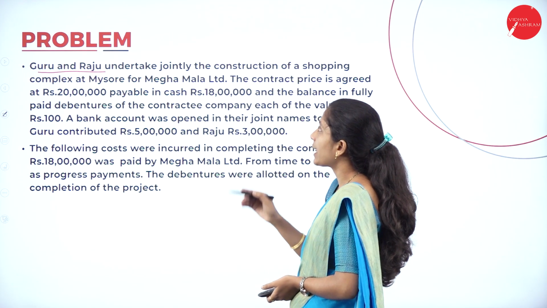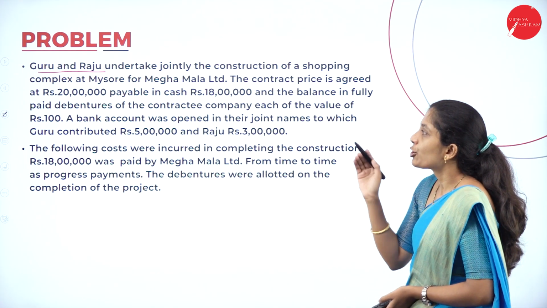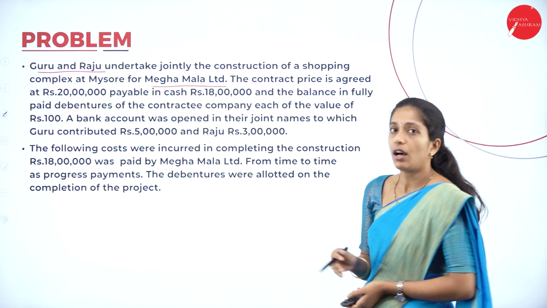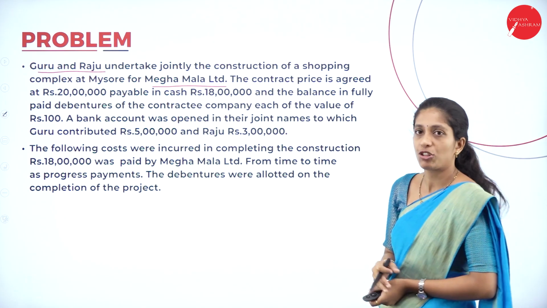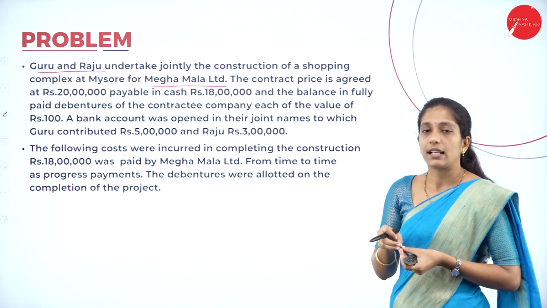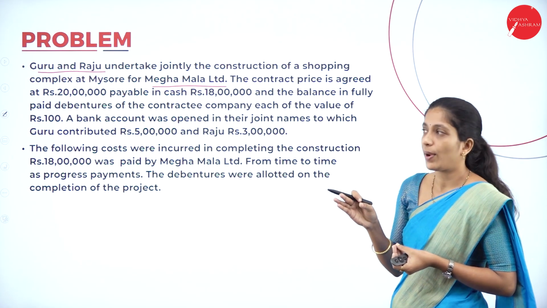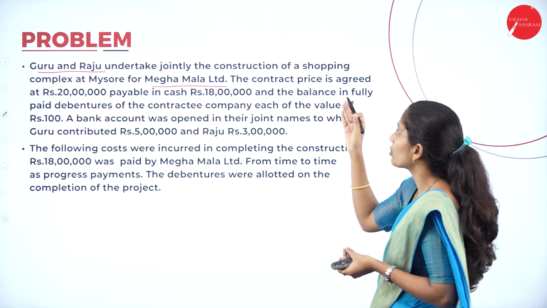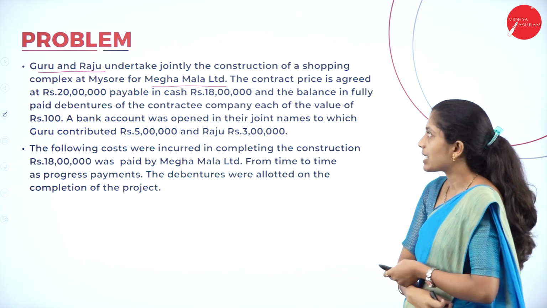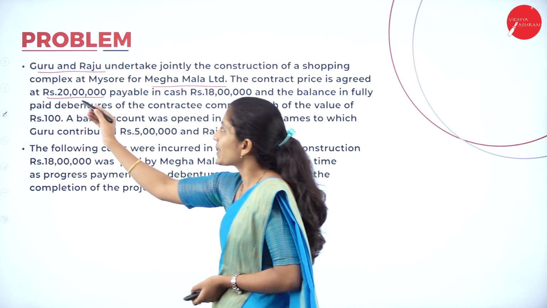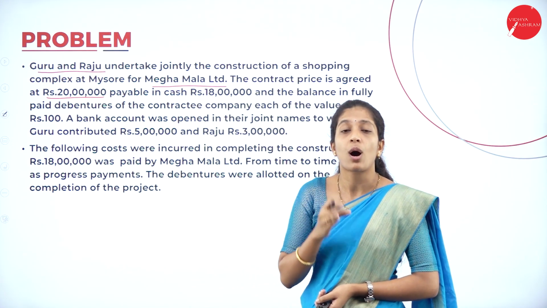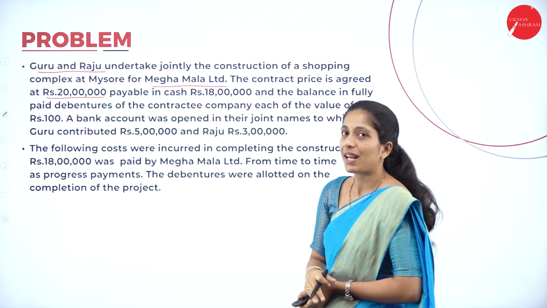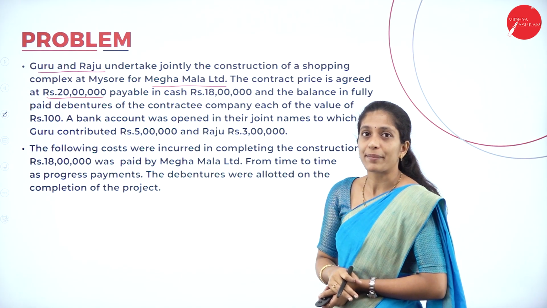Guru and Raju undertake jointly the construction of a shopping complex at Mysore for Mega Mala Limited. Now who are the parties? Guru and Raju are the parties, and they have come together and undertaken a joint venture. So what is the venture? That is, to construct a shopping complex at Mysore. The contract price is agreed at rupees 20 lakh. So what is the contract? Construction of a shopping complex at Mysore. They have given the contract price, how much?